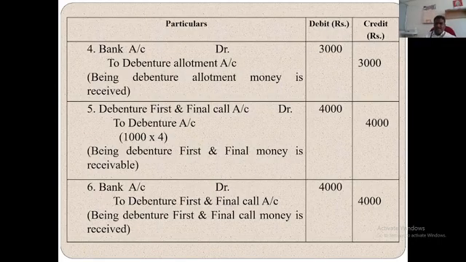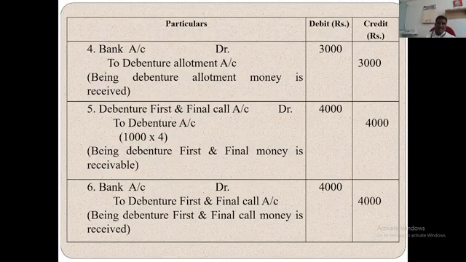Next, allotment money received. All the money is duly received, so there is no due allotment on first and final call. So bank account debit to debenture allotment account. How much amount?